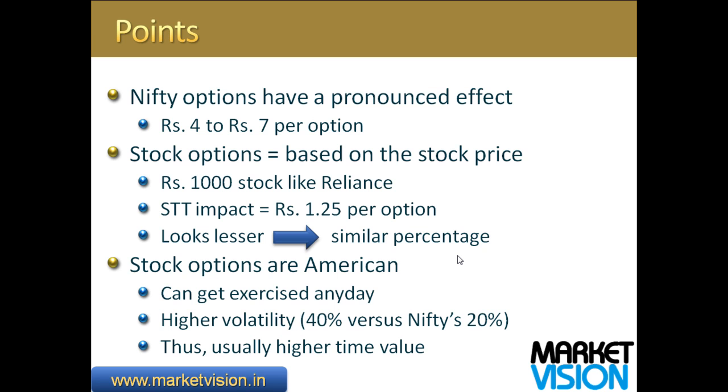So you can't exercise the Nifty option in the middle of the cycle, but you can exercise stock options on any single day. Because of that, and because of the higher volatility of stocks, usually about 40% implied volatility in the option versus Nifty's average implied volatility being 20%, you usually see a much higher time value in a stock option. Therefore, it may overshadow this difference in STT. So where you might find that a few days before expiry, Nifty's time values are very close to zero, a stock option may quote at a much higher time value, thus overriding this STT impact.